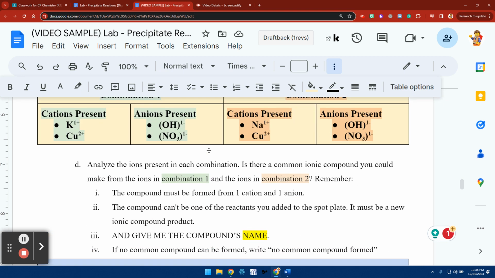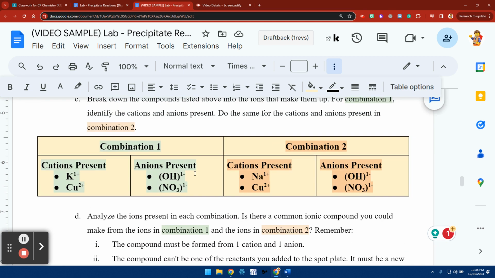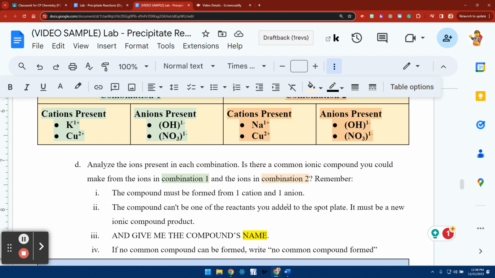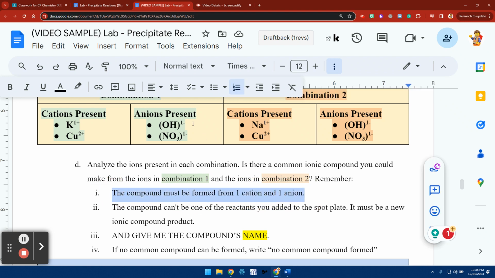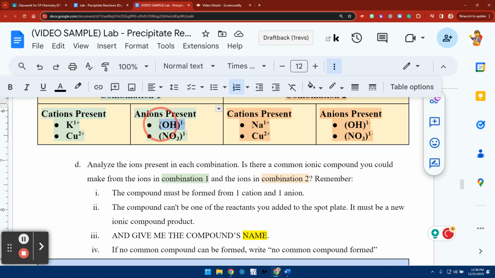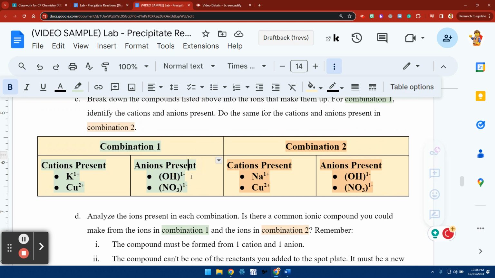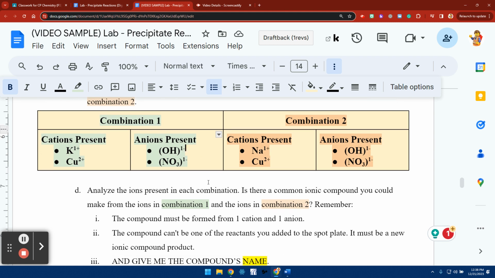So you need to make something new. As well, it must be made of a positive and negative ion. So maybe you're thinking, oh, I bet it's made of the OH and the NO3. I bet that dark blue stuff that I made was made of OH 1 minus and NO3 1 minus. Look, it's present in both combinations. But you can't do that because an ionic compound must be made of a positive ion and a negative ion. So by the time you're done looking through all of these, it turns out there's only one combination that is present in both.